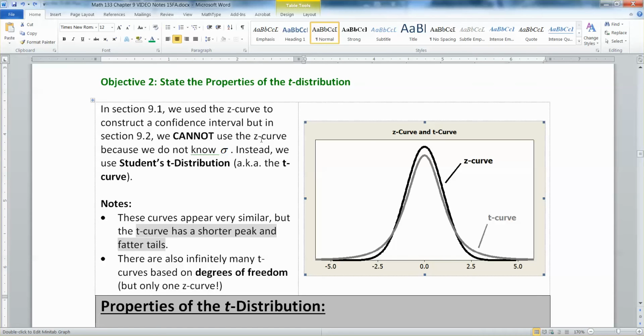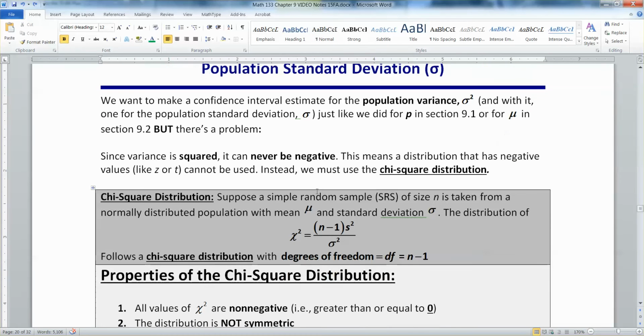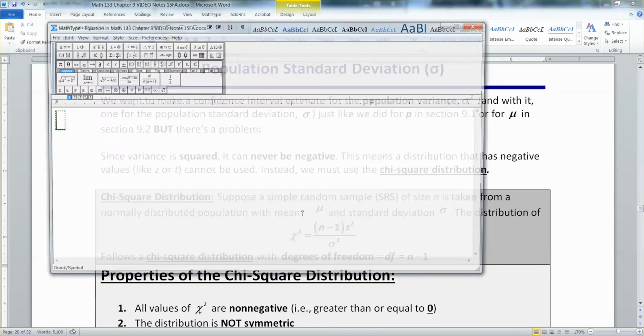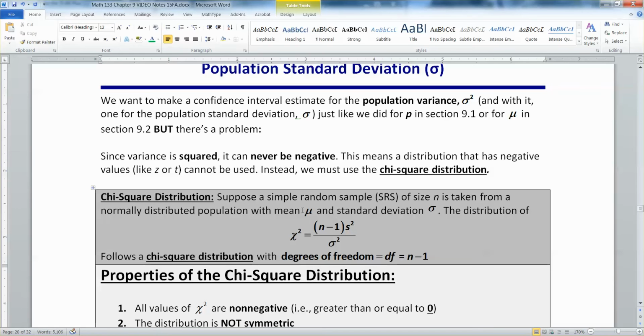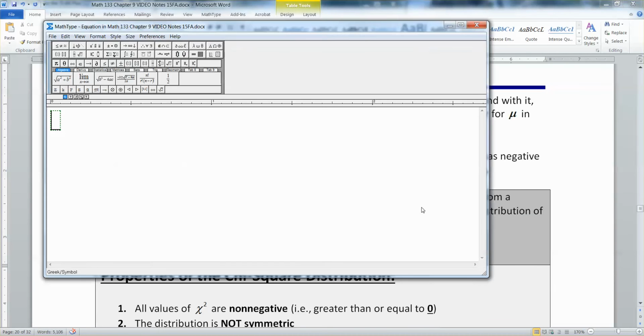So we need to be able to come up with a new curve that won't look like the z or the t curves that will serve our purposes. And that's what the chi-square curve does. So let me go back to section 9.3. There we have it. So we need a new distribution called the chi-square distribution. The chi-square distribution has its own issues, and we're going to learn what they are because we're going to use this distribution in chapters 9 and 10 quite a bit.